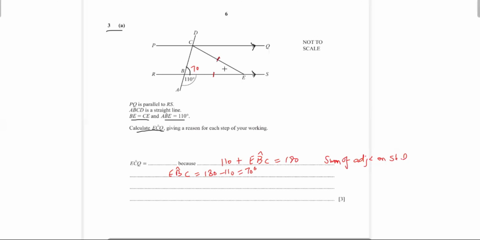Therefore, we have to find the angle ECQ. You see here, this is the triangle. CEB is isosceles, and this side BC is the base, and the angles on the base are equal. Therefore, that's equal to 70. We write the angle BCE equal to 70. The reason is that angles on the base of an isosceles triangle are always equal.